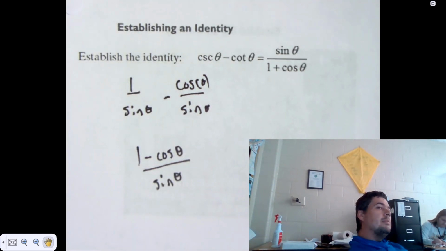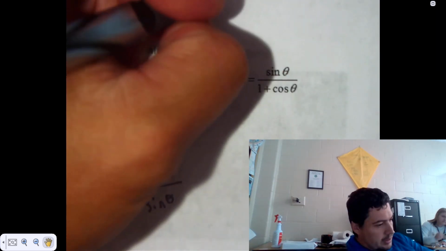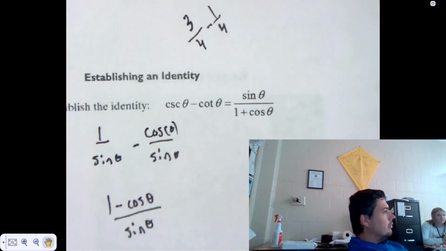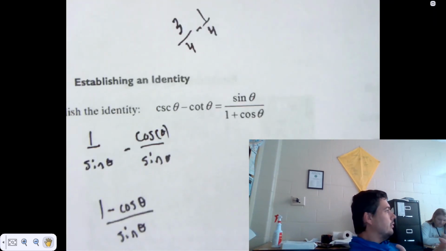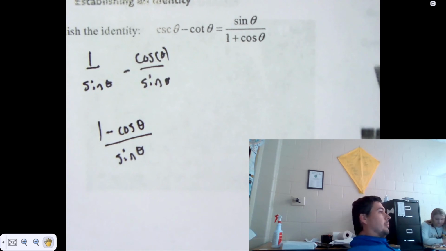I guarantee you there's somebody in here that's just like, I don't understand that. It's the same thing as saying 3/4 minus 1/4. Common denominator, just do what it tells you to do. Leave the denominator the same. Okay? That doesn't look like what we want, but boy, it sure does look close.